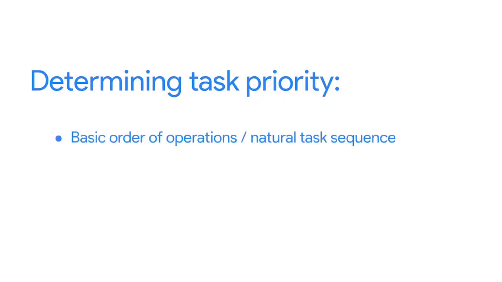When determining priority, first consider the basic order of operations. In other words, what is the natural sequence of tasks? Are there any dependencies or prerequisites? For example, you can't train staff on how to use the tablets before they've been installed and tested. To help you order tasks, you can have a conversation with your team to uncover dependencies or prerequisites from each person who owns a task.